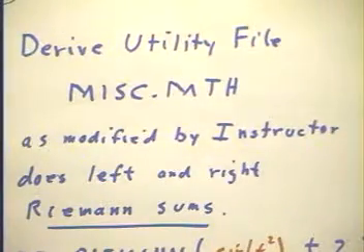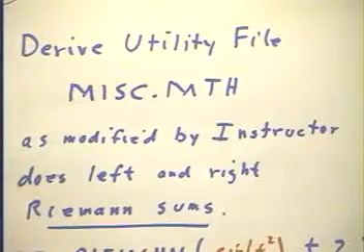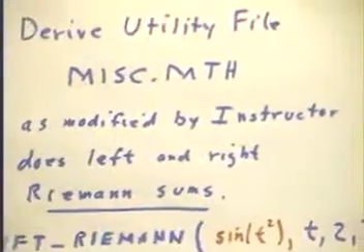The file as it comes with Derive only does left Riemann sums. I'll also note that with Derive, you don't need the misc.math. Derive, in its standard implementation without any utility files, does integrals. And we'll see what the syntax is.